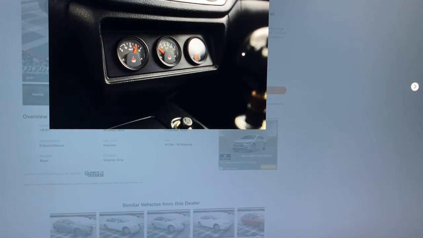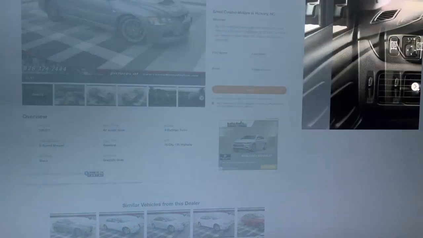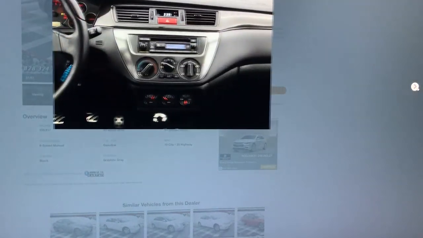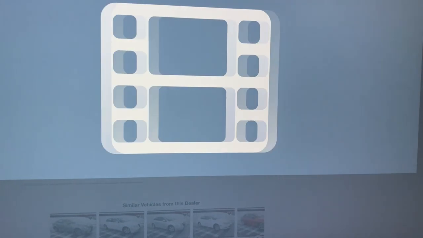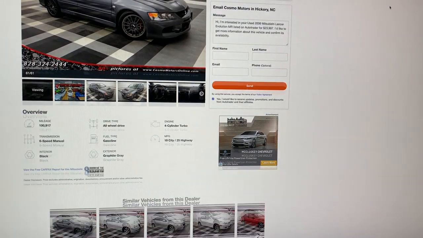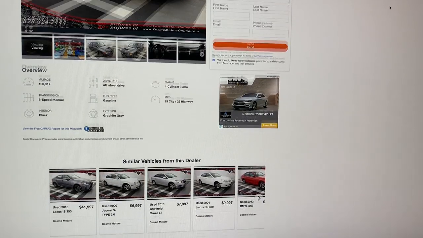Wow, it's got the gauge kit still. It's got all the Evo 9 stuff that tends to disappear when people want to sell them. So that's good. Where's this located? North Carolina. Ooh, I don't know any shops around that area.